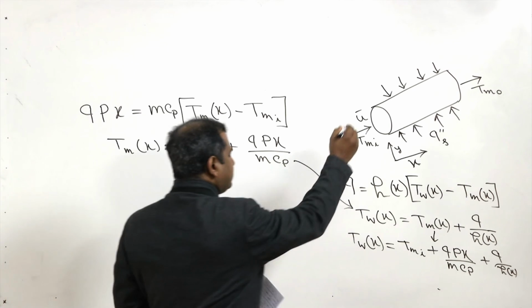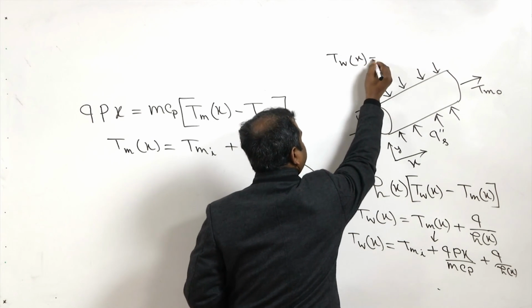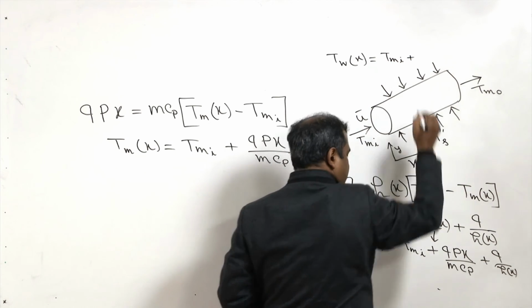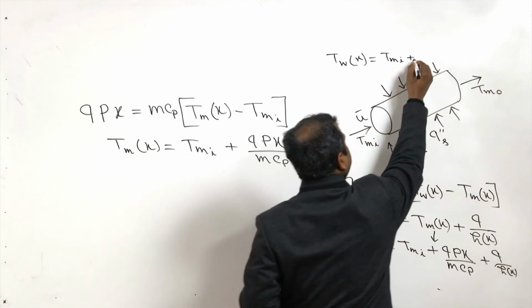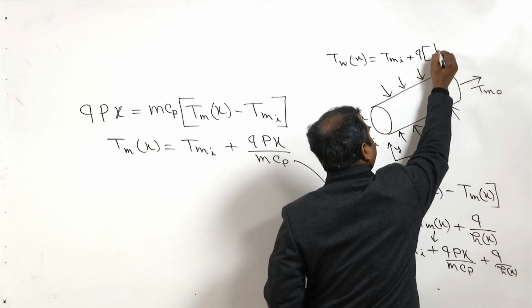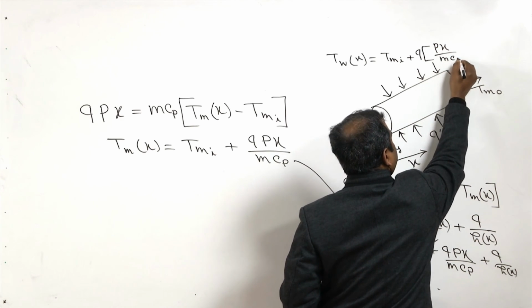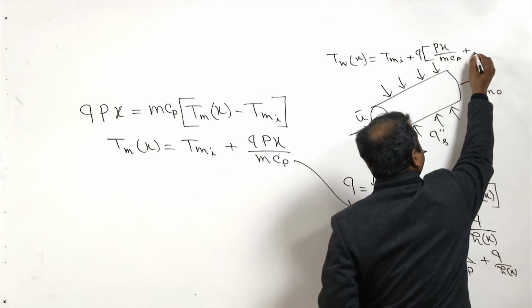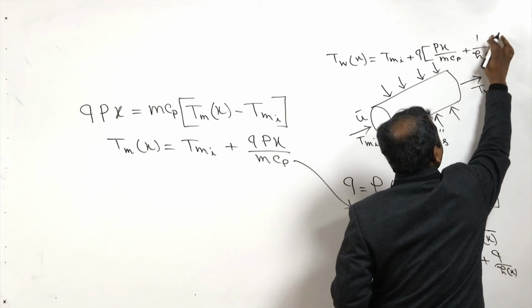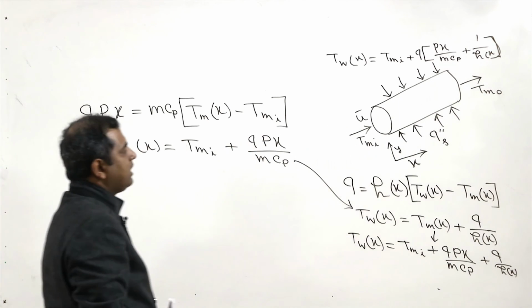So, ultimately this Twx can be written as Tmi plus, let me take Q common, so it will be Q into Px by mCp plus 1 by Hx. So, this becomes my equation of the wall.